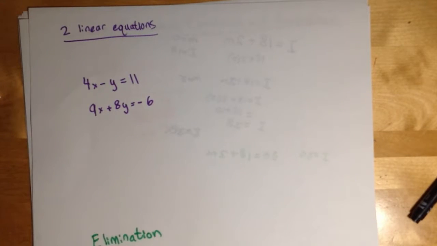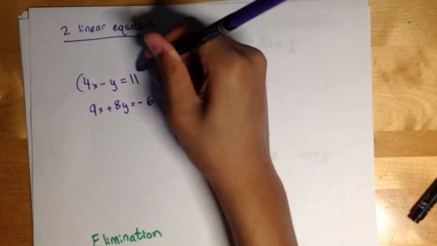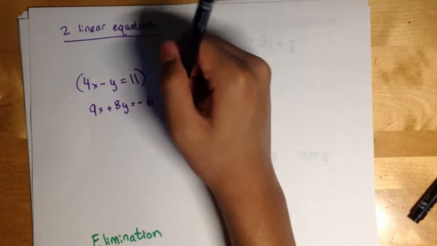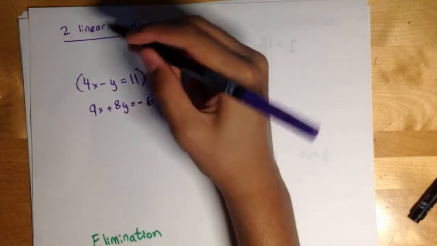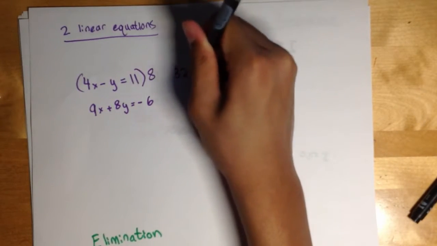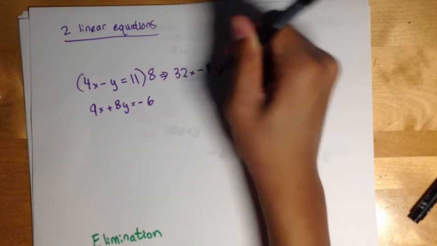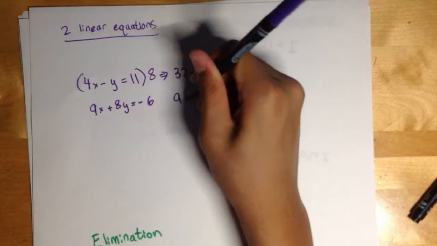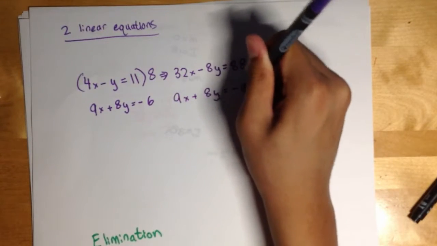So how do you do that? What we're going to do here is take this entire equation and multiply it by, well, let's see, what's the easiest thing to cancel out? If you multiply this entire thing by 8, you can see that will become 32x minus 8y equals 88.